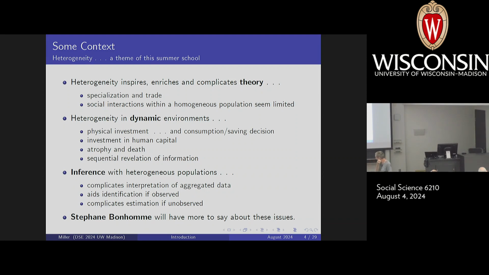But on the other hand, the estimation is complicated if the heterogeneity is unobserved. So there seems to be a sort of double-edged sword thing. So Stefan's going to say more about that.